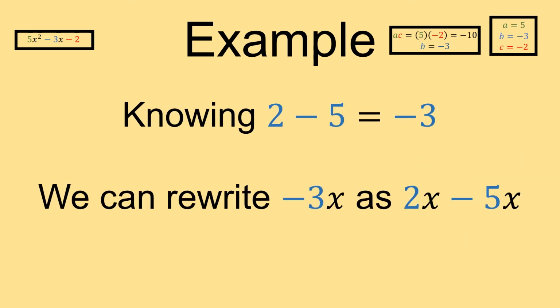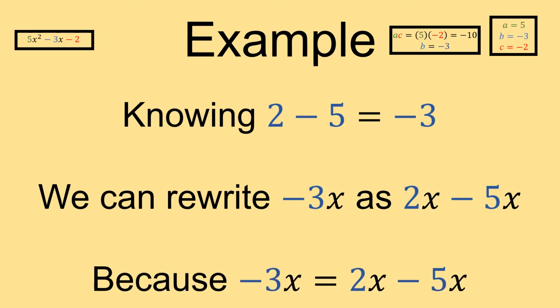Now that we know that 2 minus 5 is equal to negative 3, we can rewrite negative 3x as positive 2x minus 5x. This is true because 2x minus 5x is equal to negative 3x.